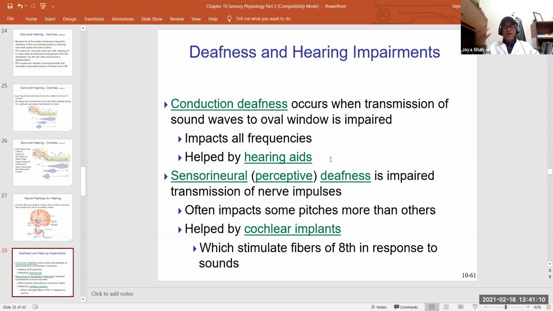It has good treatment outcomes. Sensory neural or perceptive deafness is impaired transmission of nerve impulse and often impacts some pitches more than others. So if the hair cell is damaged towards the base, then high pitch sound will be gone. If it is damaged towards the apex, then low pitch sound will be gone. Are you following me? And it is helped by cochlear implants.